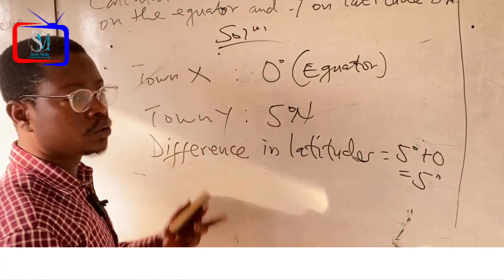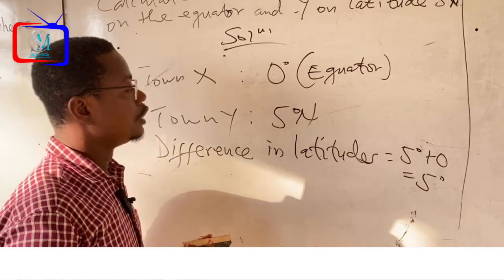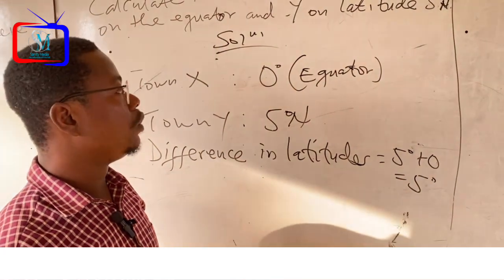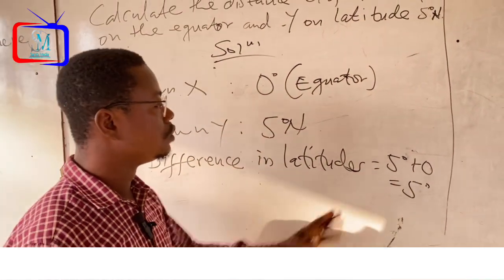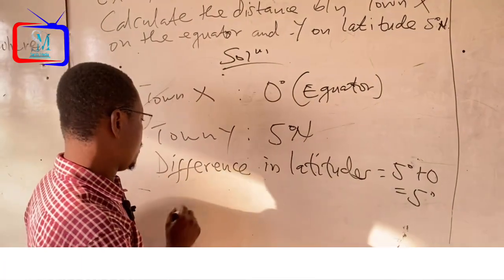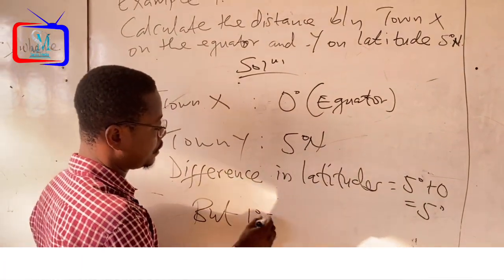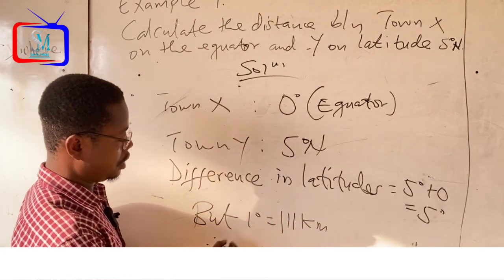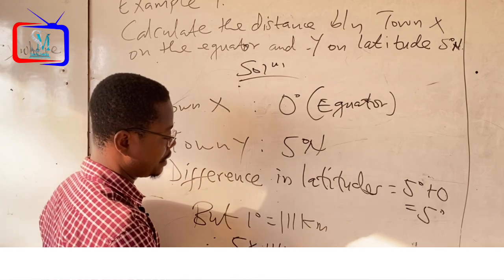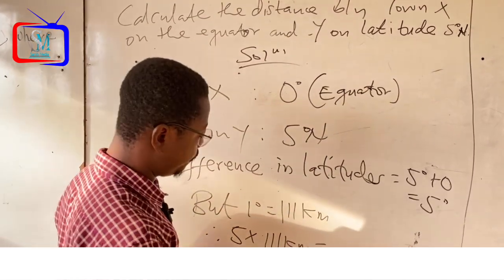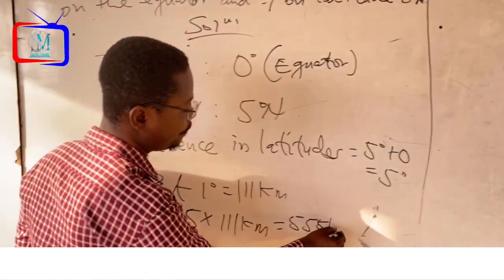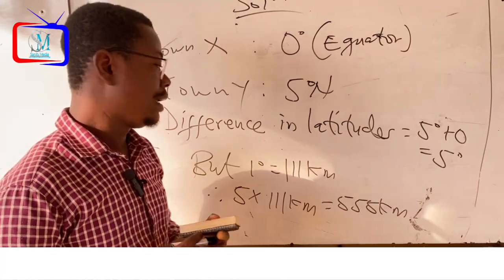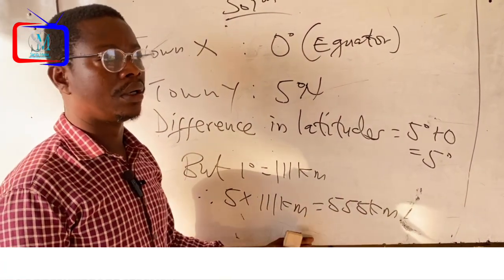So now that you know the difference in latitude, what you do next is convert this value, which is 5 degrees, to distance in kilometers. And the rule says that every 1 degree is equivalent to 111 kilometers. So you say that 1 degree is equal to 111 kilometers. Therefore, we are going to have 5 times 111 kilometers, which will give us a value of 555 kilometers. Therefore, the distance between town X and town Y is 555 kilometers on the ground.